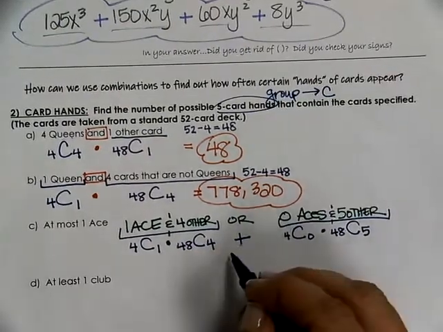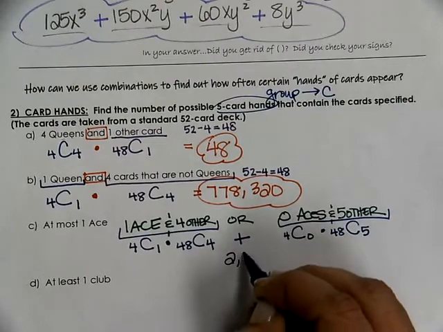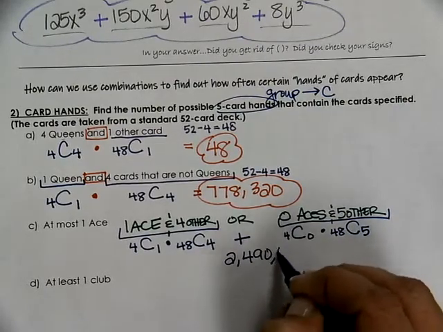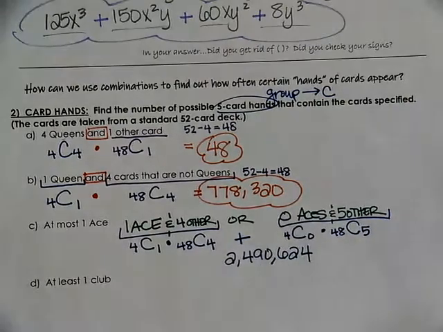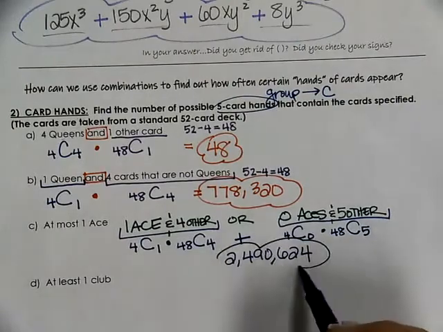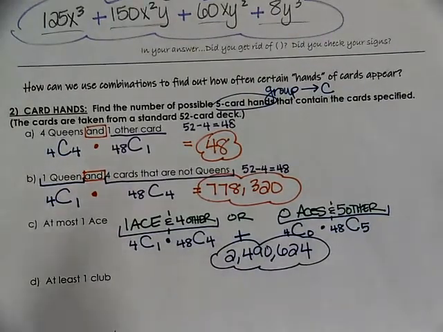And as our answer, we end up getting 2,490,624. Okay, that would be our answer there.